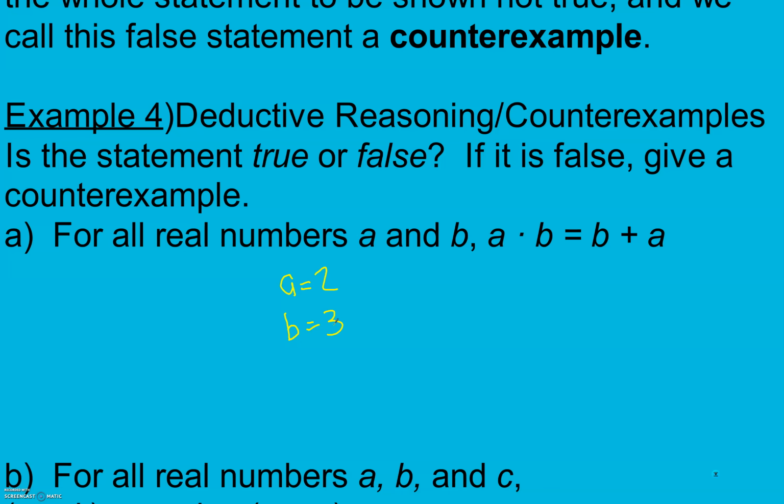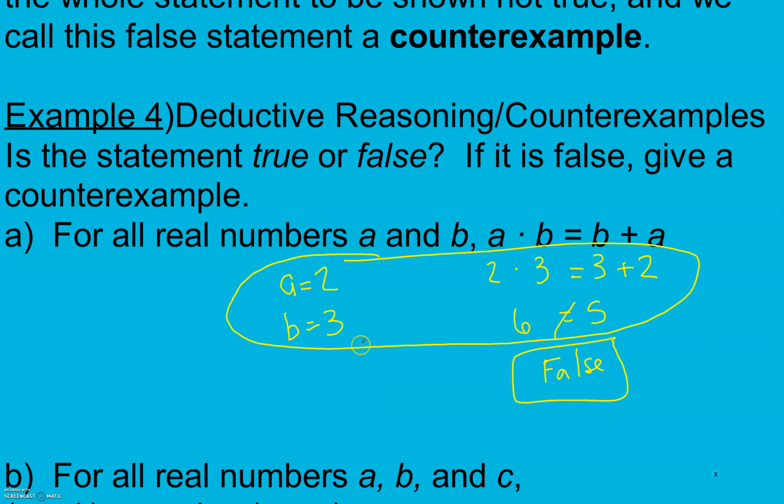I just picked a to be 2 and b to be 3. So I'm going to plug those in. 2 times 3 equals 3 plus 2. 2 times 3 is 6, and 3 plus 2 is 5. 6 does not equal 5. So since this is false, the entire thing has to be false. And my counterexample is right here. If a is 2 and b is 3, and we plug those in, it shows that 6 does not equal 5. So this is not true, it is false.